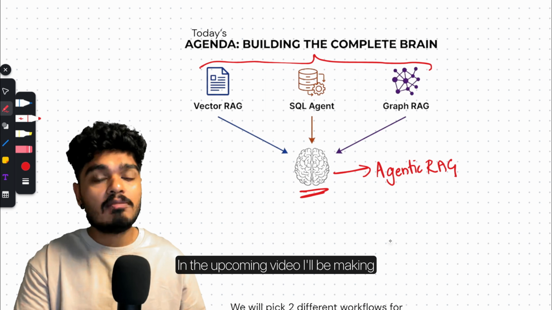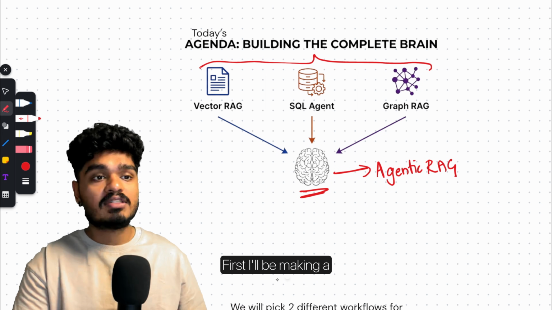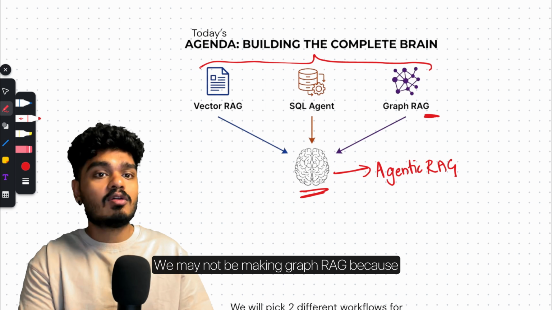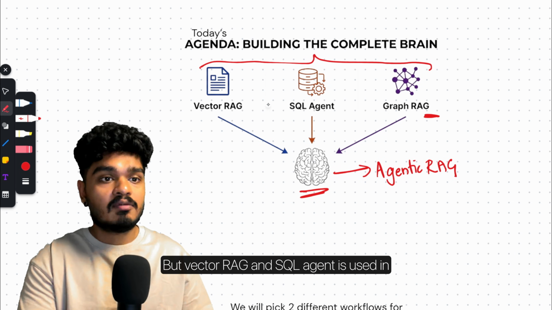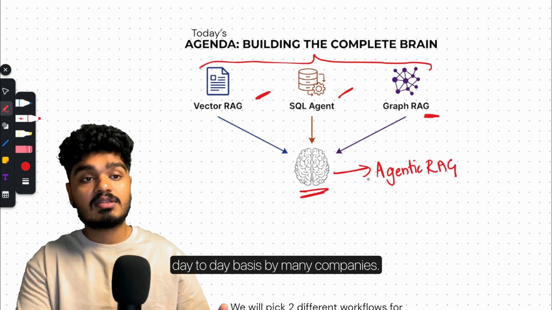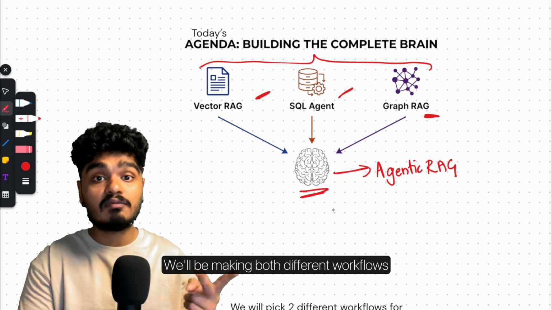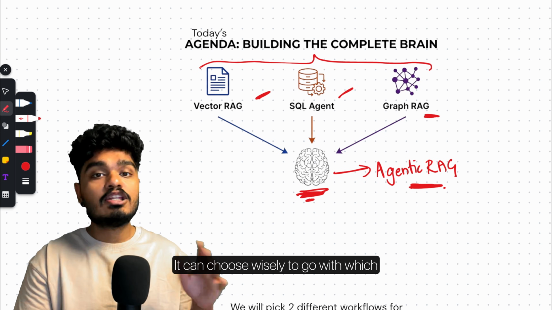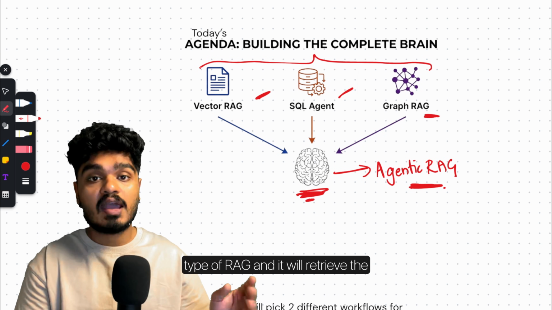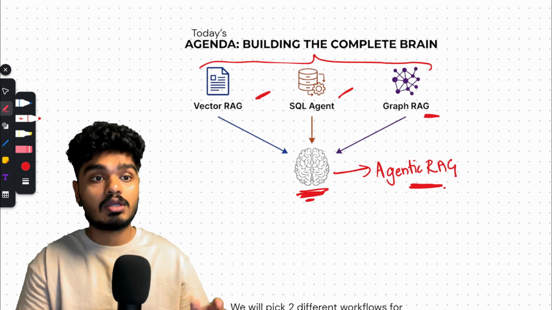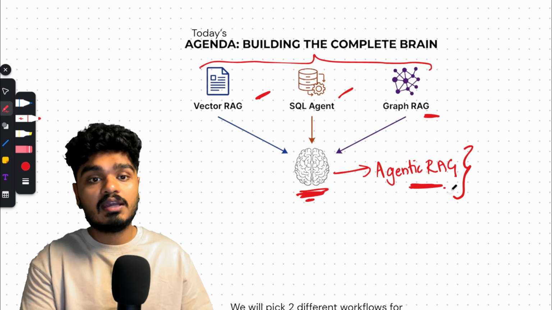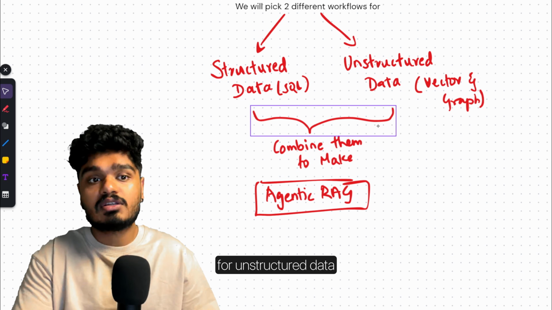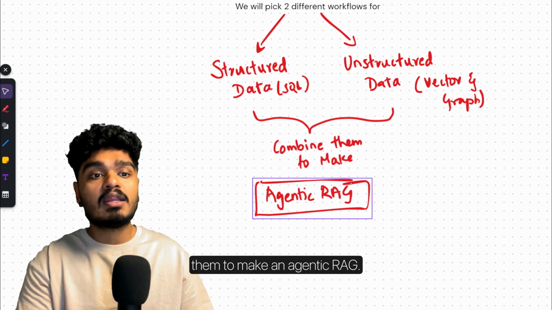In the upcoming videos, I'll be making these RAG workflows one by one. First, I'll be making a vector RAG, then an SQL agent RAG. We may not be making graph RAG because it's not used frequently. But vector RAG and SQL agents are used on a day-to-day basis by many companies. We'll be making both workflows, and after that integrating them with one LLM and calling it agentic RAG. It can choose wisely which type of RAG to go with, and it'll retrieve the answer for you accordingly. So that is called agentic RAG, and we'll work with that. So this is exactly what I was talking about. For structured data, we'll be using SQL. For unstructured data, we'll be using vector, and we'll be combining them to make an agentic RAG.